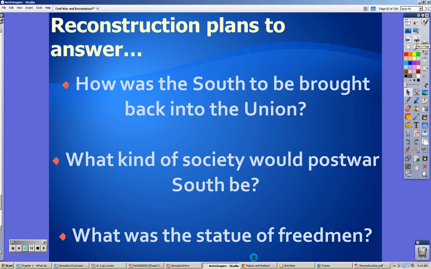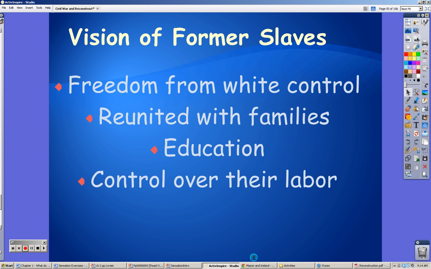So Reconstruction plans had to answer: how was the South going to be brought back into the Union, what kind of society would the post-war South be, and what is the status of the freedmen? How are we going to allow, what are their lives going to be like, and what's their role in society going to be? So the vision of former slaves: they wanted freedom from white control.